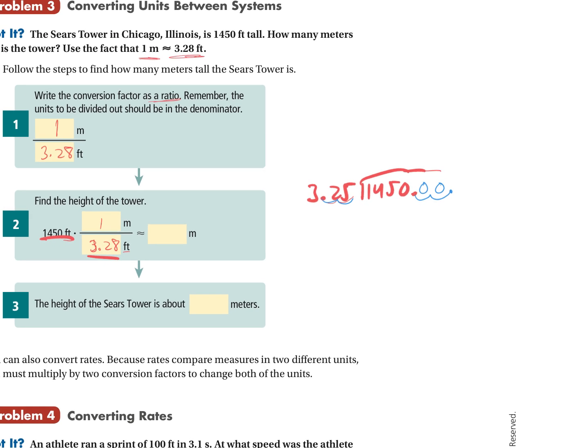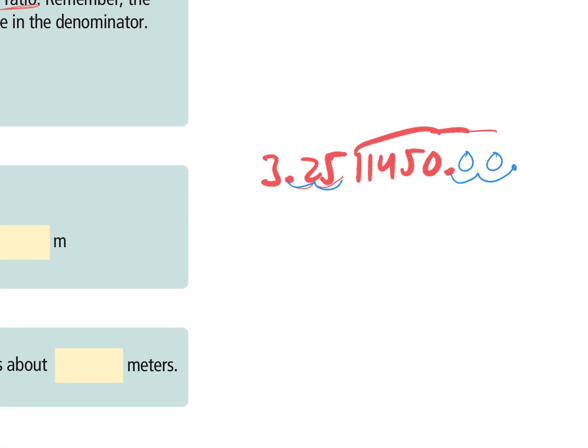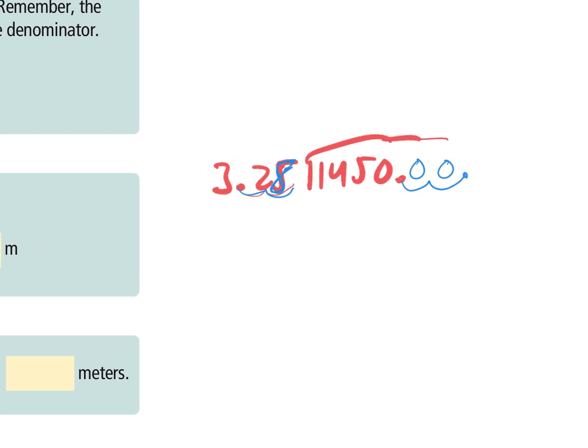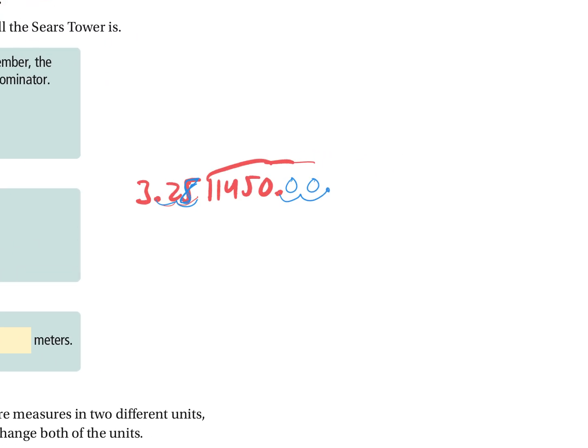And this should have been 28. Sorry about that. So yeah, 3.28. Now let's start dividing. It looks like it doesn't go into 145, but it goes into 1,450. We can give this one a couple tries.